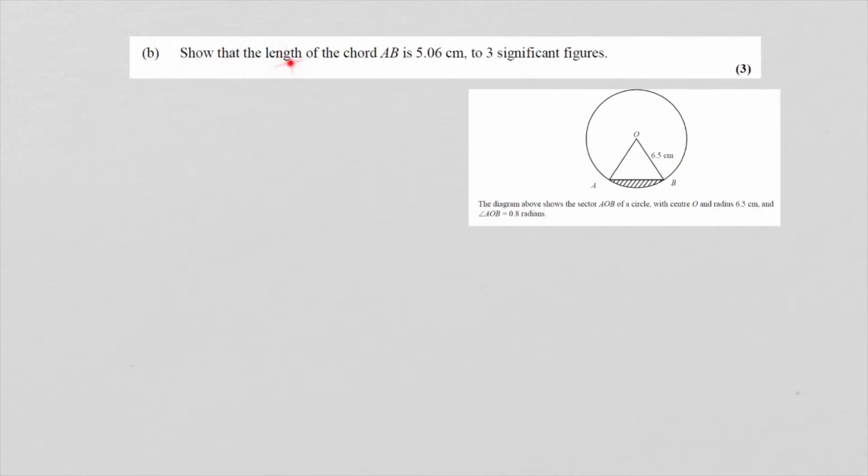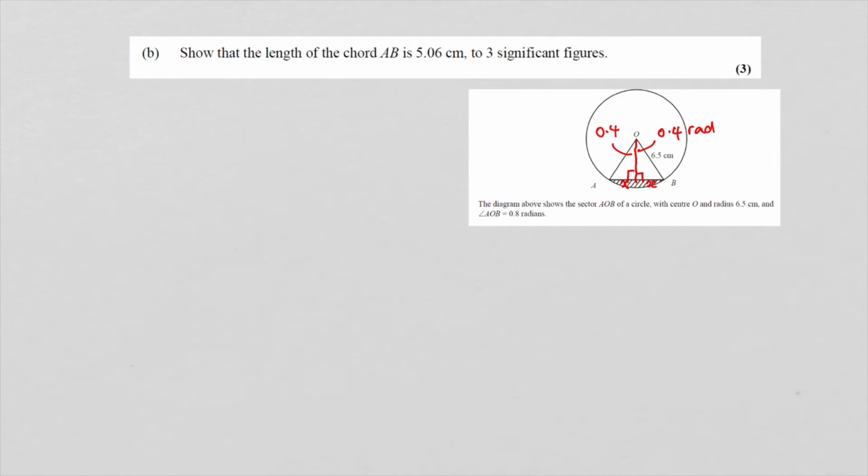Show that the length of the chord AB is 5.06 centimeters to three significant figures. We want to find that length AB. We know the angle and we know one side, and we want to find the other length. If we bisect that line, we get a right angle. That angle is going to be 0.4 radians, and this side is going to be x, and that side is also x.